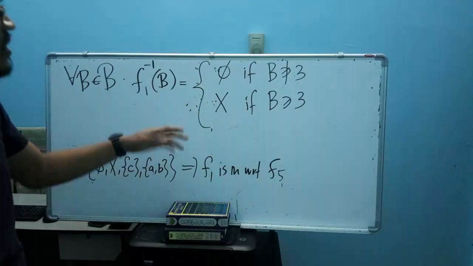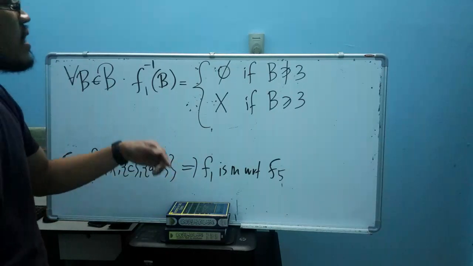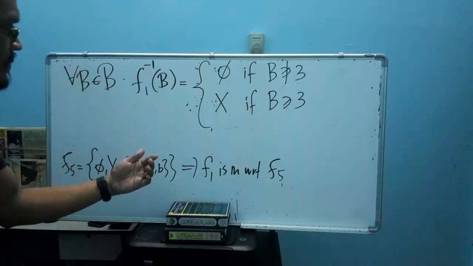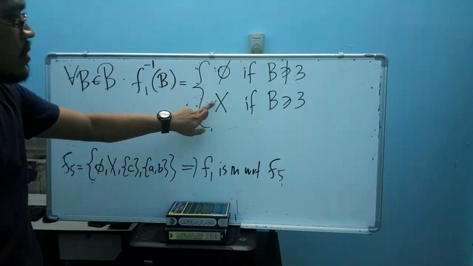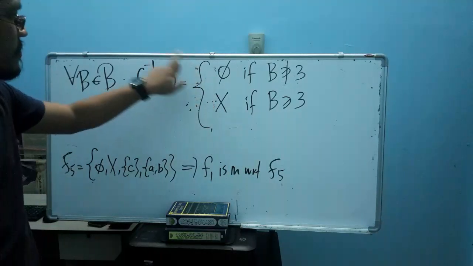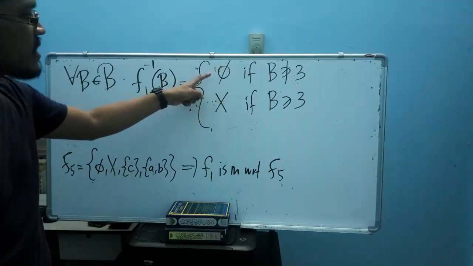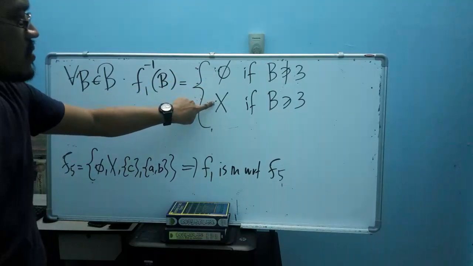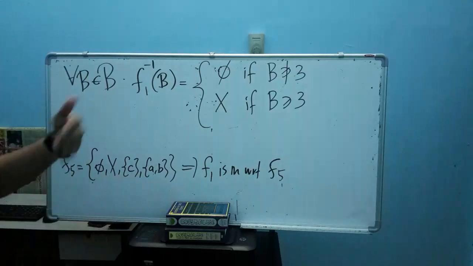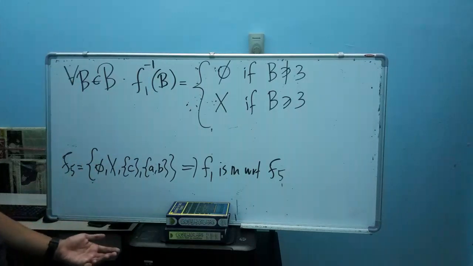Of course, by the definition of algebra, what's the definition of algebra? The first condition to be an algebra is that the collection should contain the empty set and also X. When you consider the pre-image of a constant function, it always gives you the empty set and X. The empty set is an element of the algebra, and X also is an element of the algebra. Therefore, we can say that the constant function is always measurable.